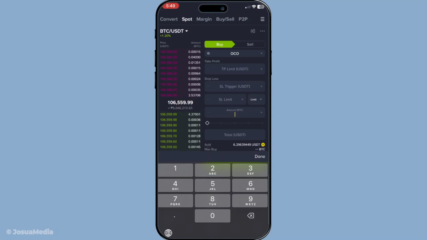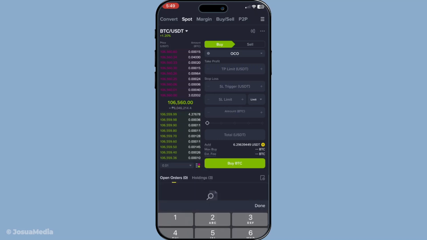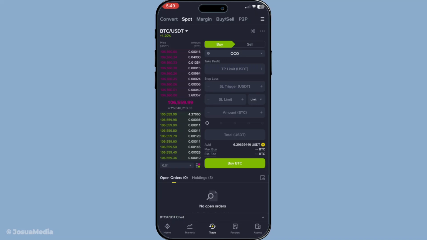Finally, review all the details of your OCO order carefully. Double check the prices, quantities, and market options to ensure everything is correct. Once you're satisfied, confirm the order. And there you have it.